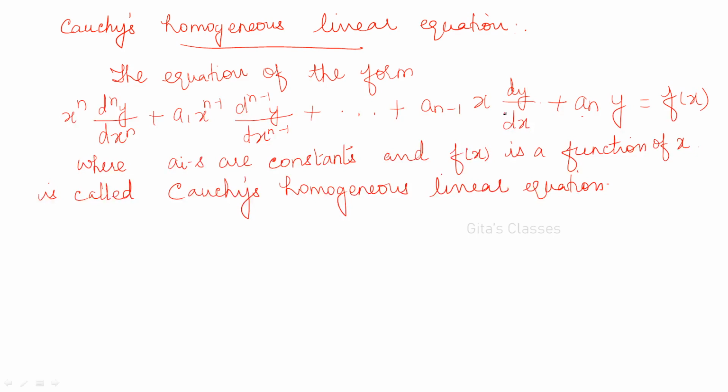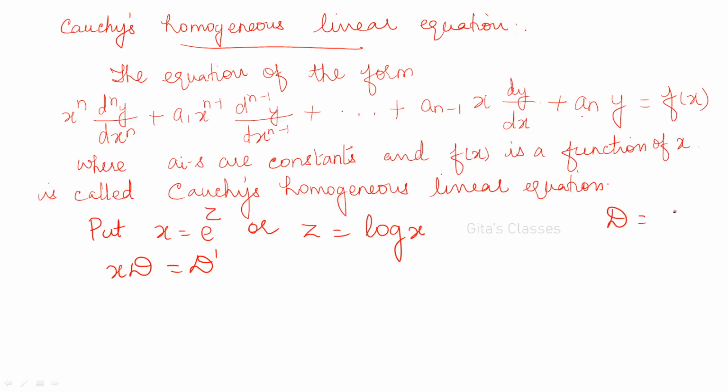In this case, you have to make a substitution, and we are going to reduce this equation to a differential equation with constant coefficients. Okay. So now you have to remember this substitution. Put x is equal to e power z, or z is equal to log x. So please remember this, and wherever you have xD, you have to replace it by D dash. What is our D? It is d by dx, right? So D dash is d by dz, because we are going to introduce another new variable z. So d by dz is D dash.